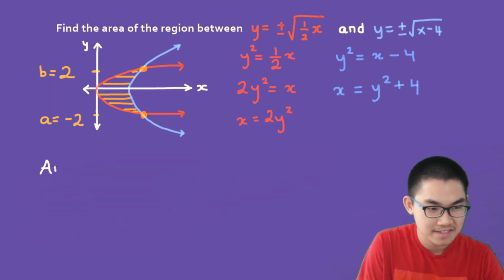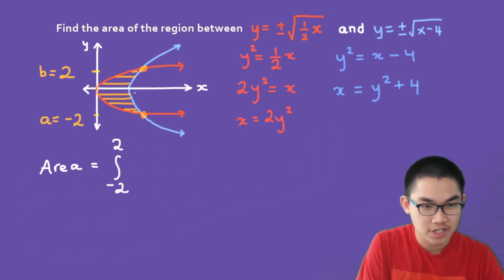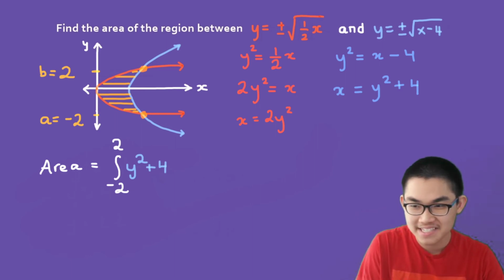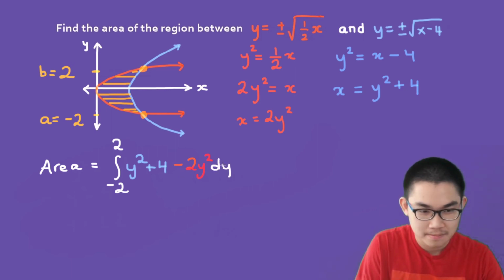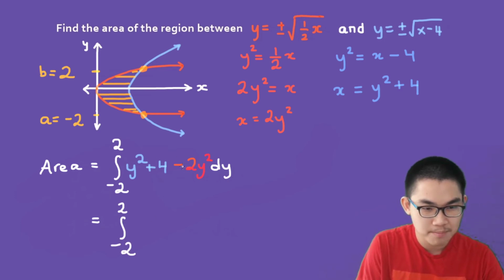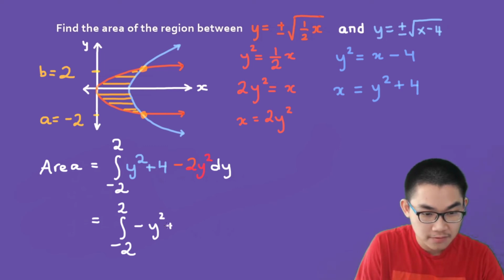The area will be the integral from negative 2 to 2 of the blue function minus the red function. So the blue function is this one. That's going to be y to the power of 2 plus 4 minus the 2y squared. And then don't forget the dy. So y squared minus 2y squared is going to be negative y squared plus 4 dy.